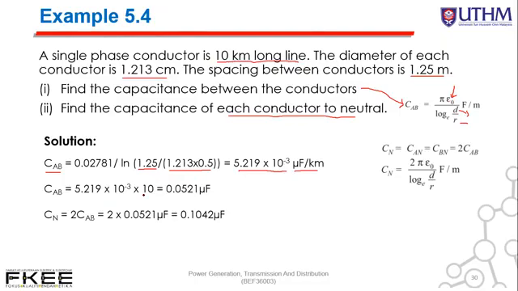Because the transmission line is 10 km long, we multiply by 10 km. So we get 0.05 to 1 microfarad for the conductor 10 km long. To calculate the capacitance of each conductor to neutral, we can use this formula: simply multiply by 2. Capacitance to neutral is 2 times the capacitance of AB. So we got 0.1042 microfarad.